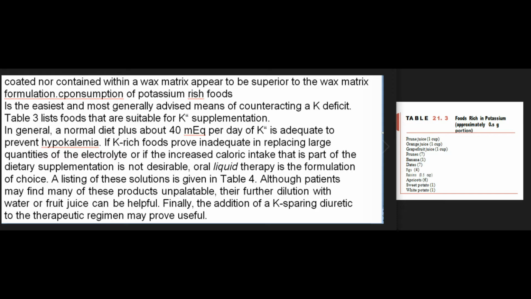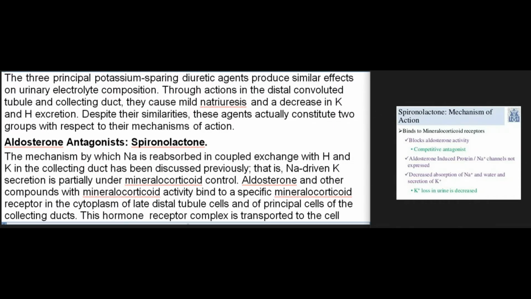Finally, the addition of a K-sparing diuretic to the therapeutic regimen may prove useful. The three principal potassium-sparing diuretic agents produce similar effects on urinary electrolyte composition. Through actions in the distal convoluted tubule and collecting duct, they cause mild natriuresis and a decrease in K and H excretion. Despite their similarities, these agents actually constitute two groups with respect to their mechanisms of action.